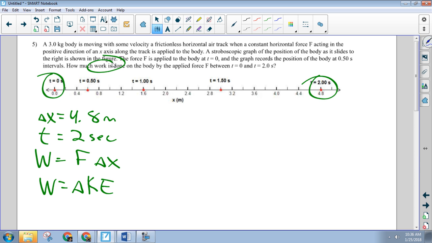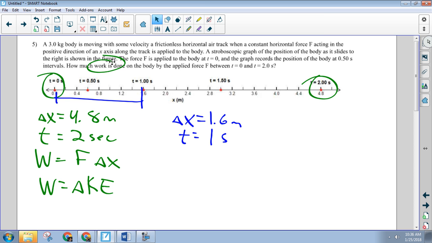So suppose I look at 1 second. Okay, so for that blue time interval, here are the things I know. I know my displacement is 1.6 meters. I know my time is 1 second. And that's it. All right? And then pick a different time interval. Let's do the 2 seconds, the green time interval.